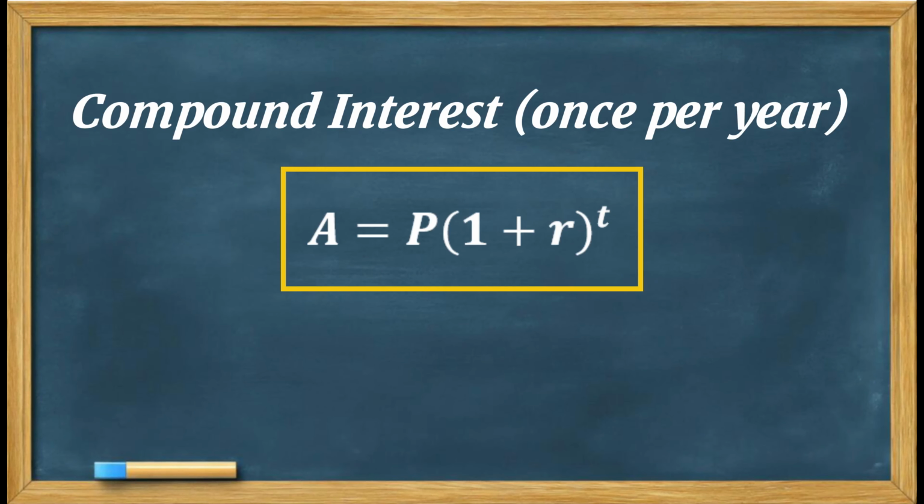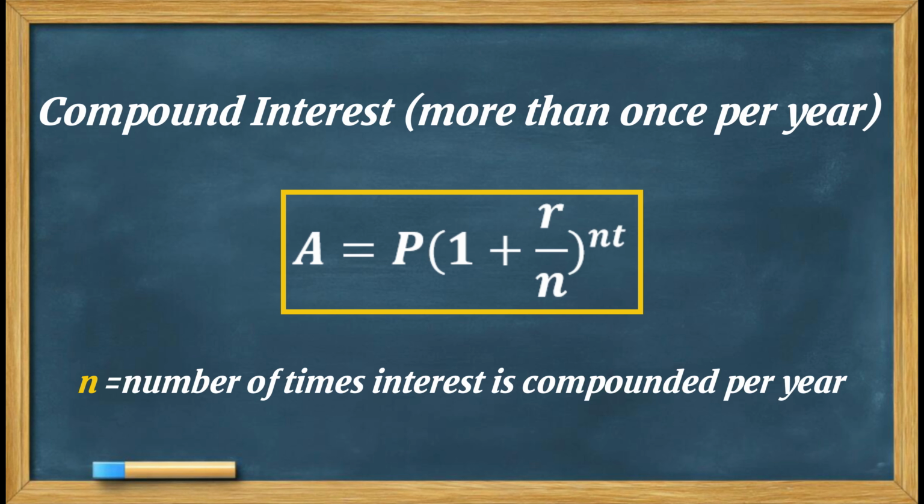This formula is used when interest is compounded once per year. Each year, interest is added to the total, and then interest grows faster. If the SAT says compounded annually or each year, use this formula.